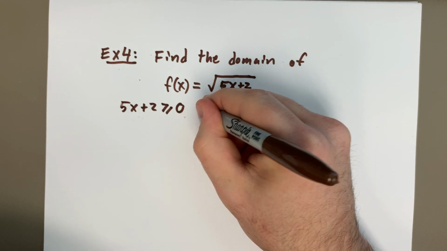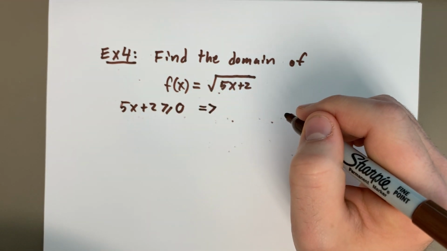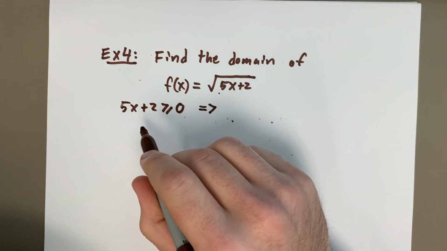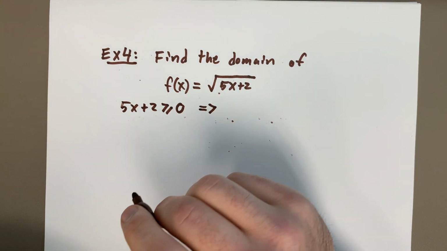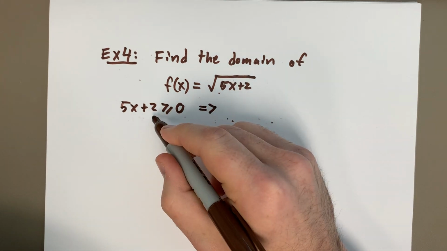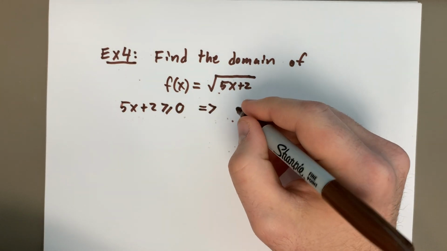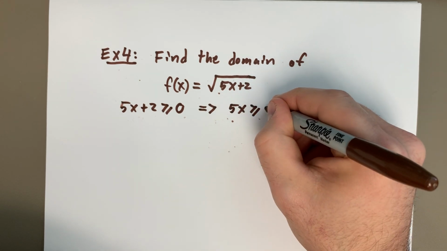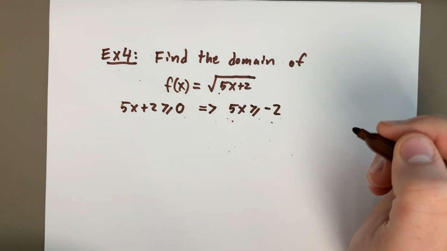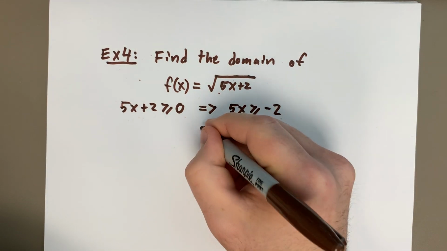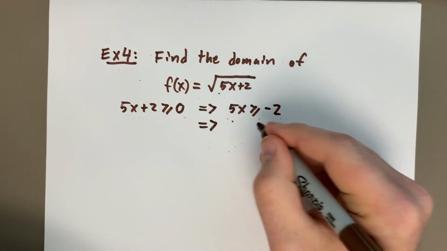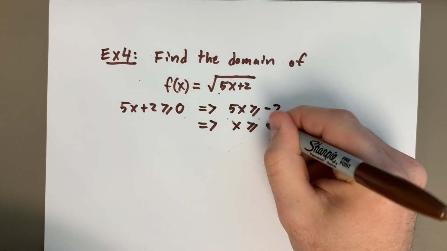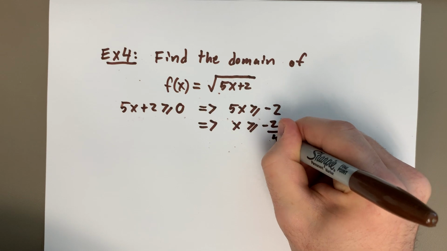All right, well, inequalities solve very much the same way as equalities. So how do we solve for x in this case? We need to isolate it, so we're going to subtract 2 from both sides, basically solving a linear equation. So this implies 5x is greater than or equal to minus 2. Not quite done yet. We still need to get x by itself. So the next step is divide both sides by 5. So x is greater than or equal to minus 2 over 5.